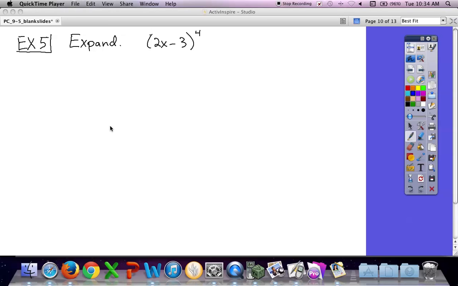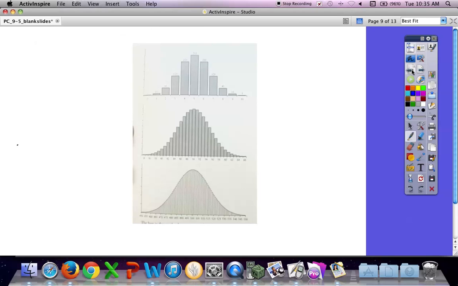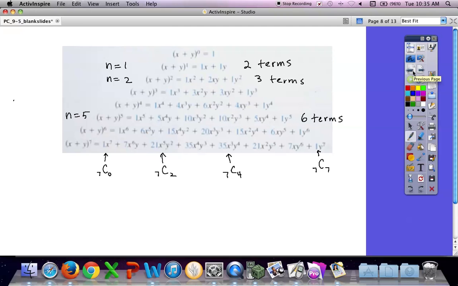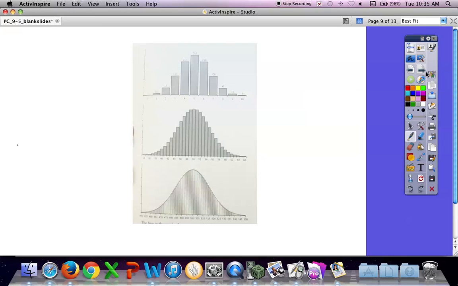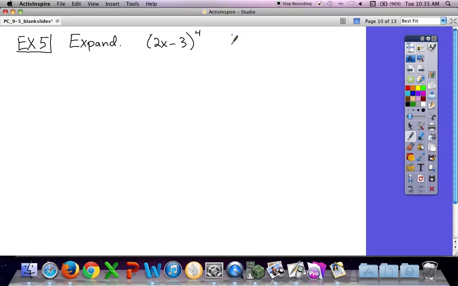Expand (2x - 3)^4. So how many coefficients do I need? 5. So you can go back to Pascal's triangle right away. Which is the row that has 5? 1, 2, 3, 4, 5. So our binomial coefficients will be 1, 4, 6, 4, 1. I'm going to write that down so I don't have to go back again. 1, 4, 6, 4, 1.